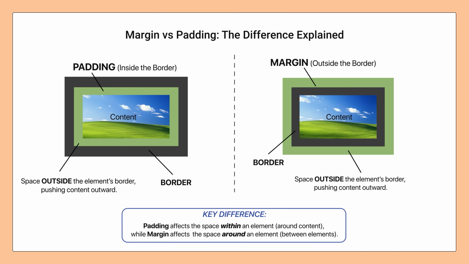So here's the key difference. Padding affects the space within an element, around your content. Margin affects the space around an element, between different elements. So when you add padding, you're making the inside of your box bigger. When you add margin, you're pushing your whole box away from its neighbors.